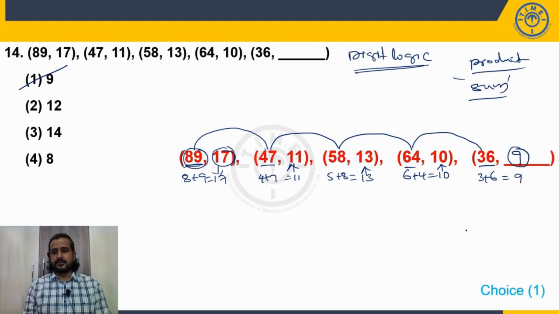So the required answer is choice 1, 9. It is in choice 1. The logic is the sum of the digits.